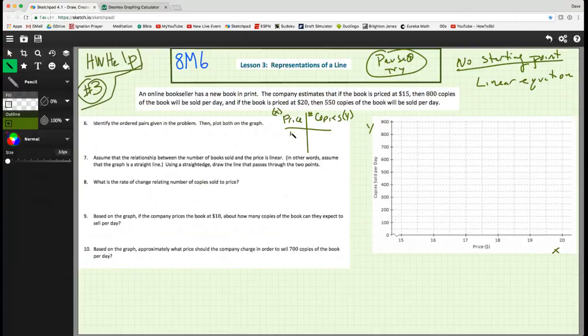Okay, so let's see it. Price at $15, 800 copies. So price at $15, we can sell 800 copies. So let's go ahead and plot that because we know that's going to be a question. And then if the book is priced at $20, so the book is priced higher, then we can only sell 550 copies. Because if you sell something for more money, fewer people are going to buy it. So this makes sense. At $20, we can sell 550 copies.